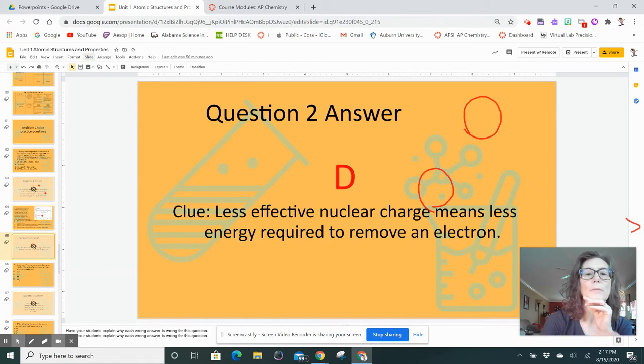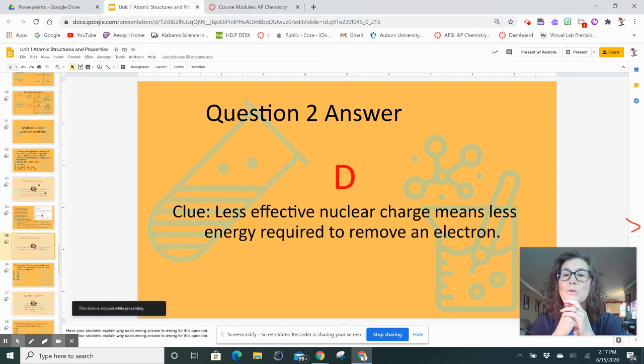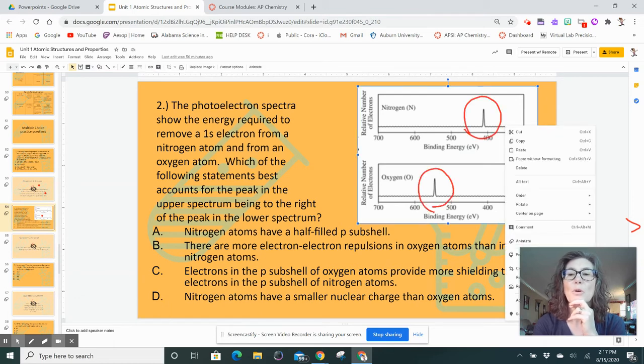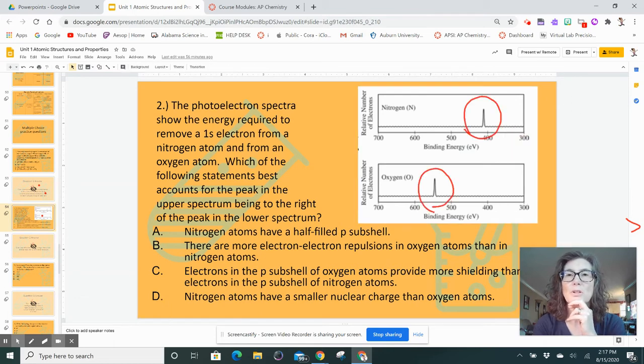There we go. The correct answer is D, because less effective nuclear charge means less energy is required to remove an electron. Right, so nitrogen has less Z effective, which makes it easier to remove that electron because it has fewer protons than oxygen does, and so it doesn't require as much.